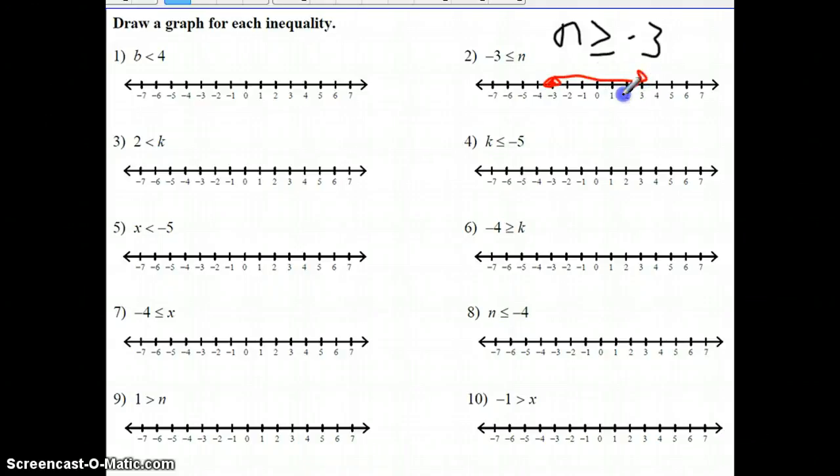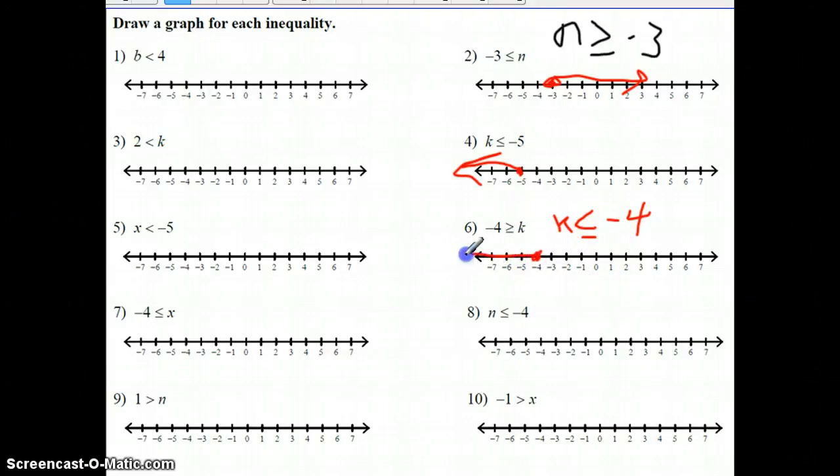All right. We have k is less than or equal to -5. So again, we want to have a closed circle, and it is less than or equal to -5. So it should be going in this direction. Here's another one where we have the number first, the variable second. So rewrite it: k is less than or equal to -4. That makes it much easier to graph. So again, we have that closed circle.